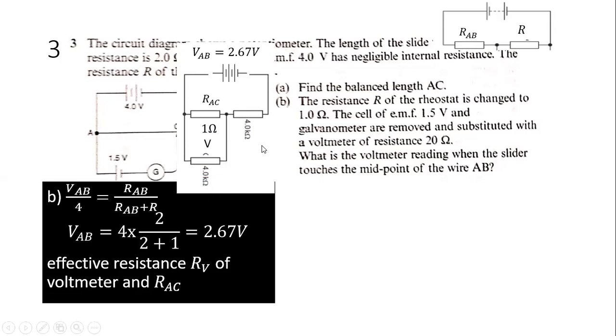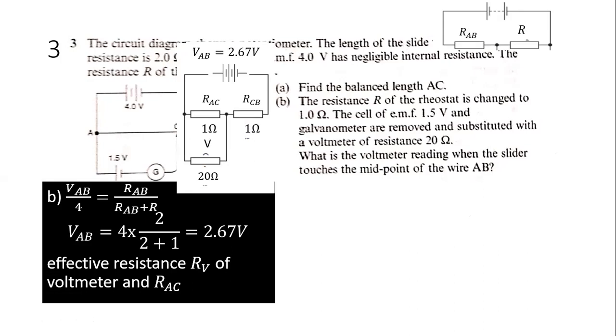Right, RAC is 1 ohm. Remember that you want the midpoint, and the resistance of AB is 2 ohm, so half of 2 ohm is 1 ohm. Right? RCB, the other part of the wire, also represented as a resistor, is also 1 ohm. And then the voltmeter is 20 ohm.